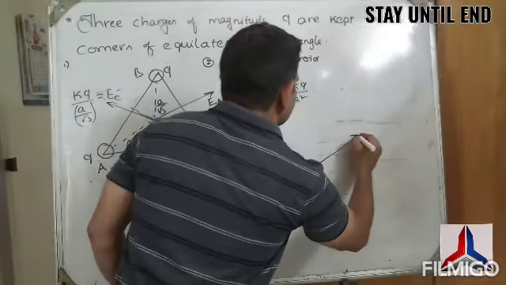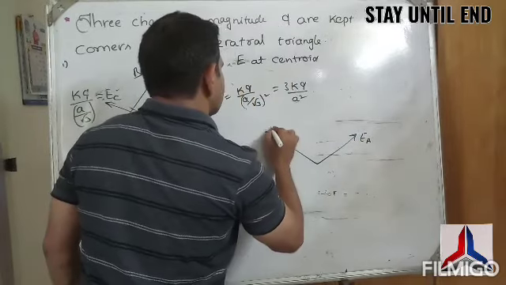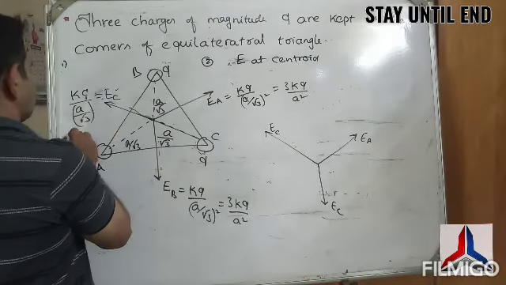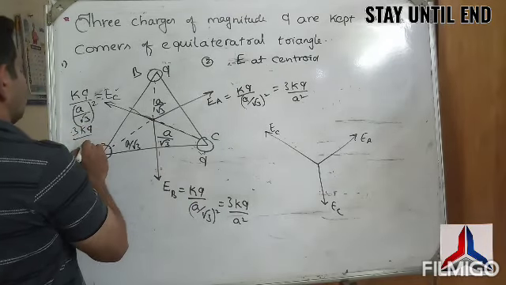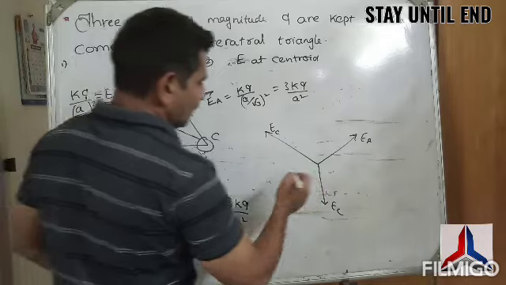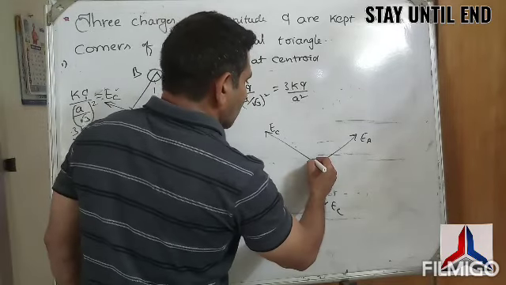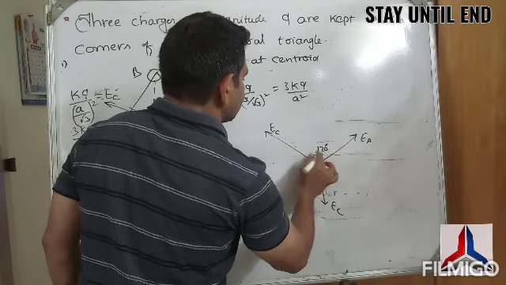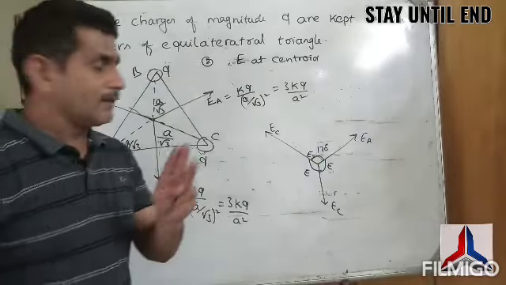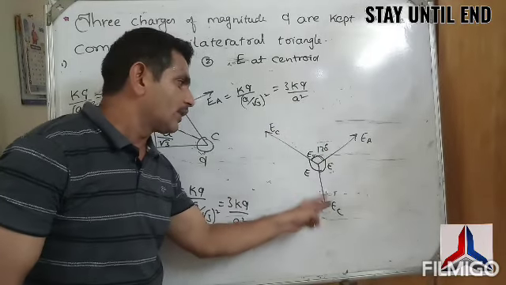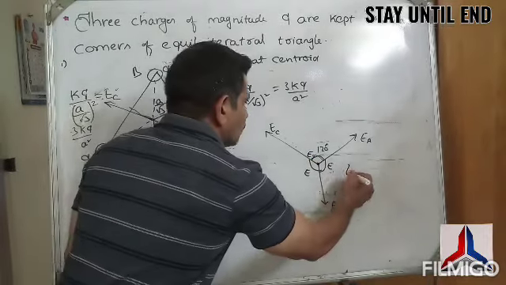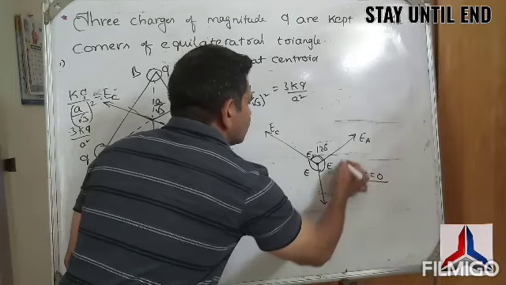So if you take EA, EC and EB, all have equal magnitude: 3KQ by a square. EC is 3KQ by a square, EB is 3KQ by a square, EA is 3KQ by a square. So all are equal and they are making an angle of 120 degrees with each other. Three vectors of the same magnitude making the same angle, the resultant will be 0. Therefore E net is equal to 0.